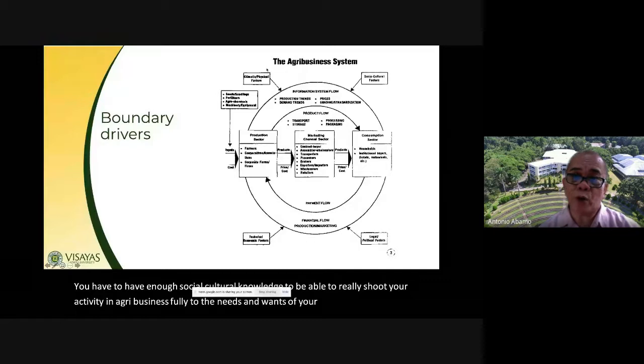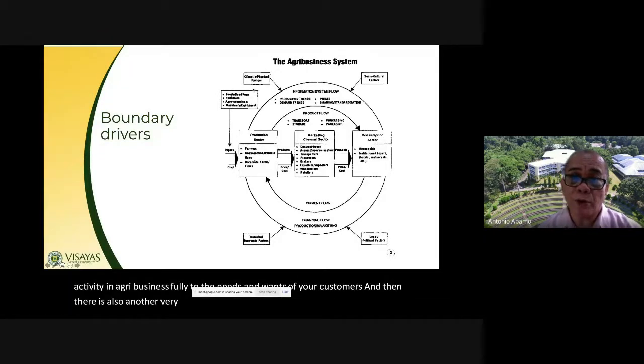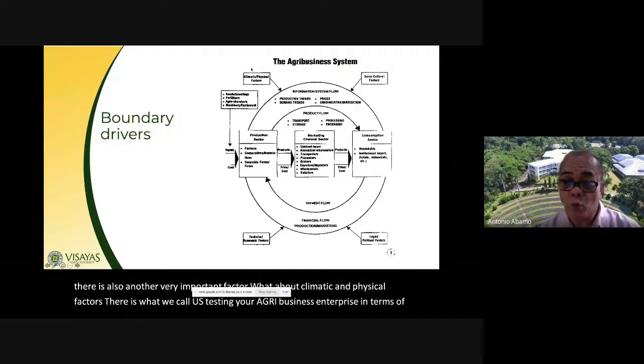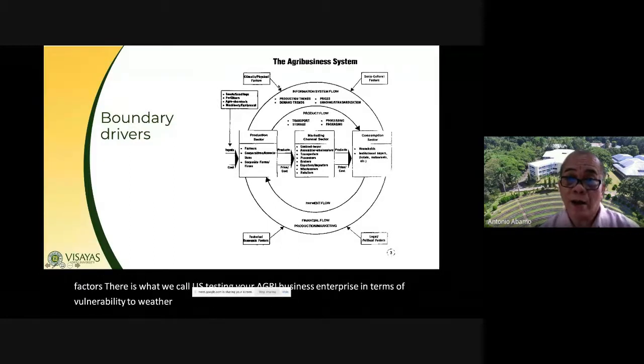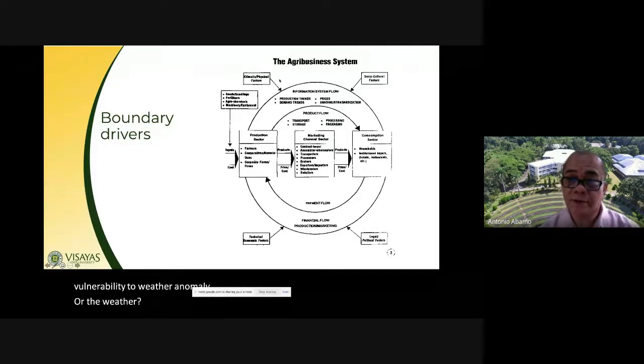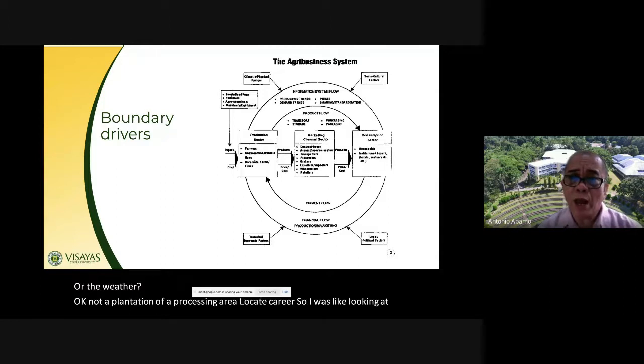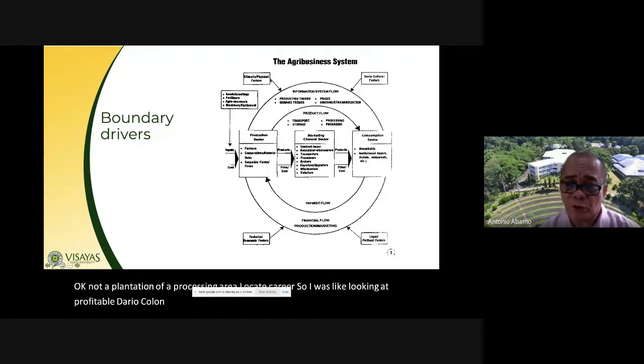And then there is also another very important factor. What about climatic and physical factors? There is what we call testing your agribusiness enterprise in terms of vulnerability to weather anomaly or weather perturbation. You have a plantation, a processing area, located in a place that is very profitable, but your climatic and physical factors assessment is lacking. Why? When the storm surge arrives, your factory is wiped out.